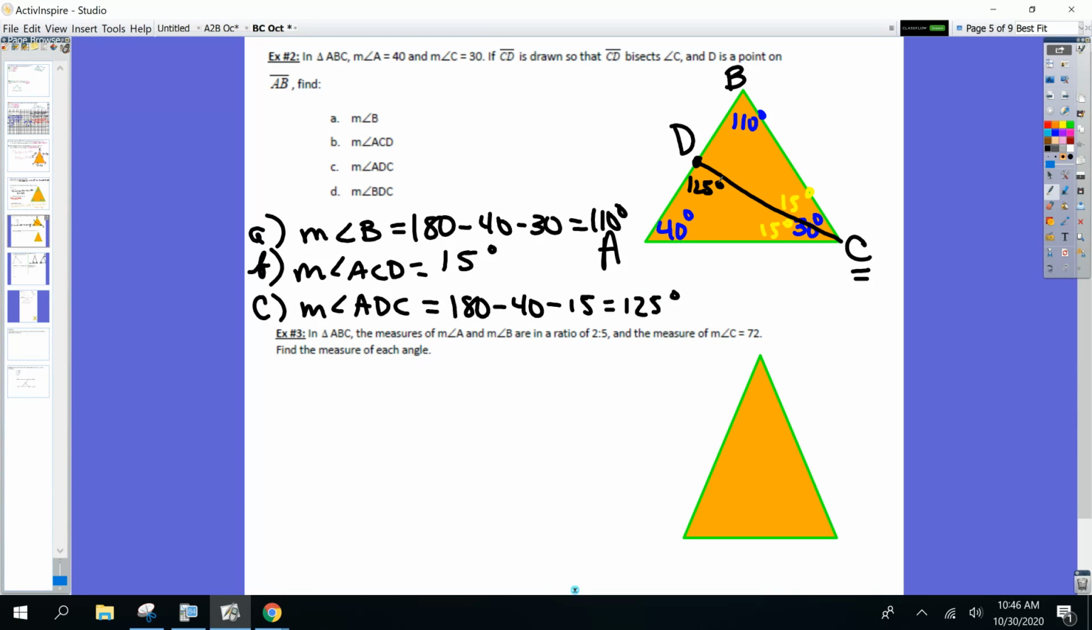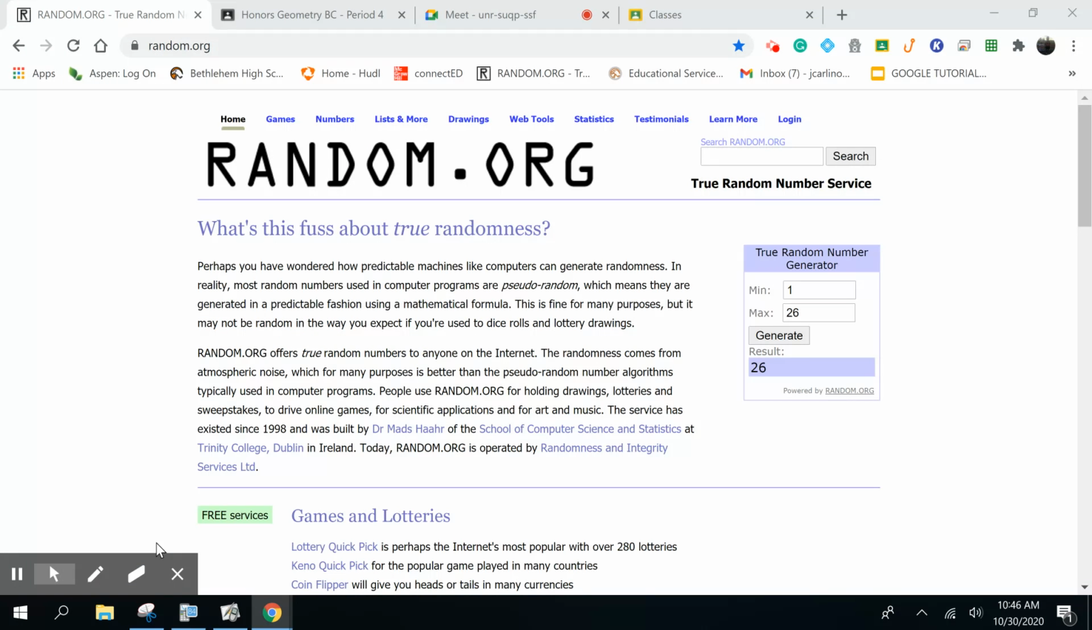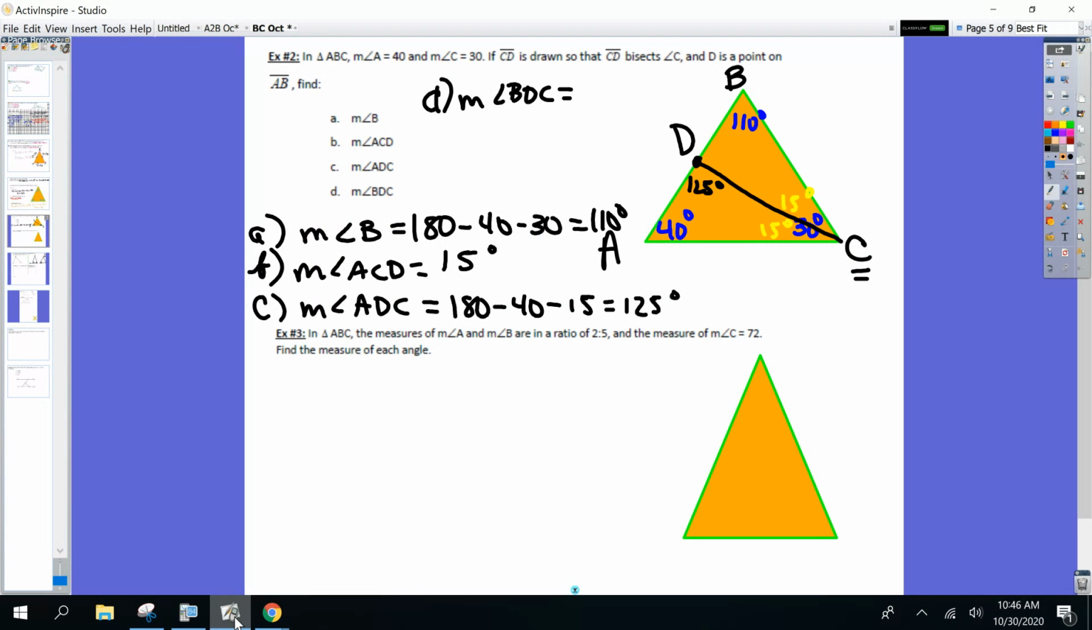And then the final angle we need to find here, I'm running out of room, is the measure of angle BDC. You could go about this a couple ways. You don't have to use triangle facts to find angle BDC. You can use something else from Unit 1. Emily, what's up? 55. Couple ways Emily could have got 55. She could have seen that it was a linear pair with 125 and knew they were supplementary. Or she could have seen this triangle right here, BDC, and said there's 180 degrees in that triangle. A couple different ways to go about it. You kids all right? We good?